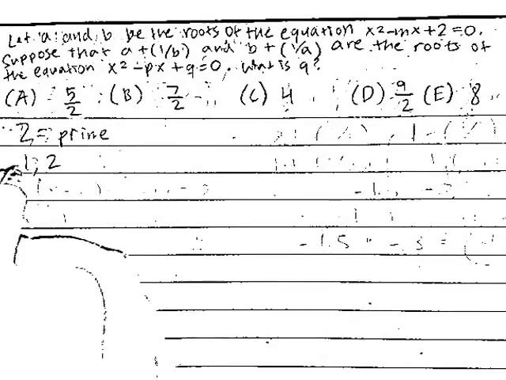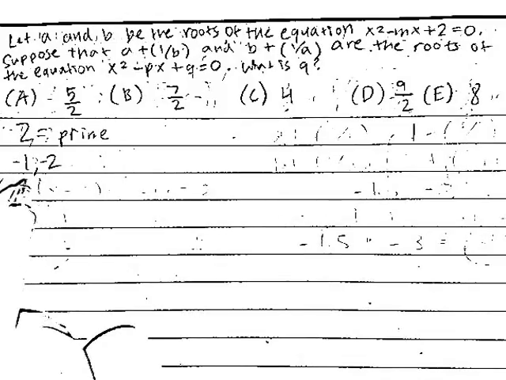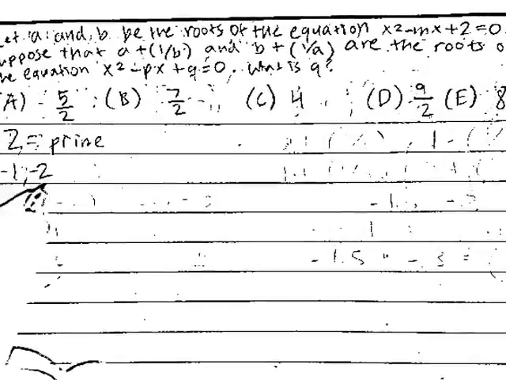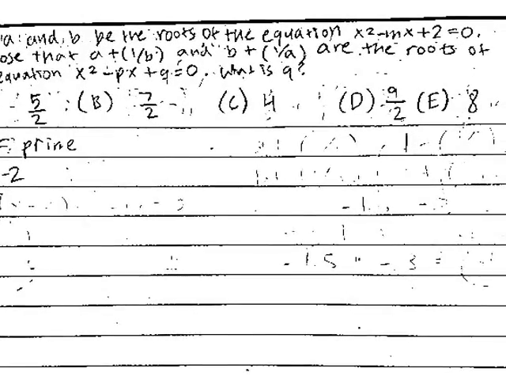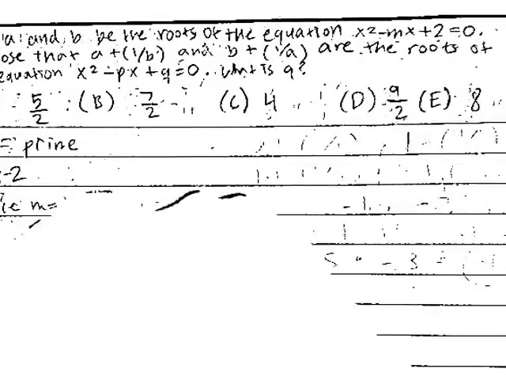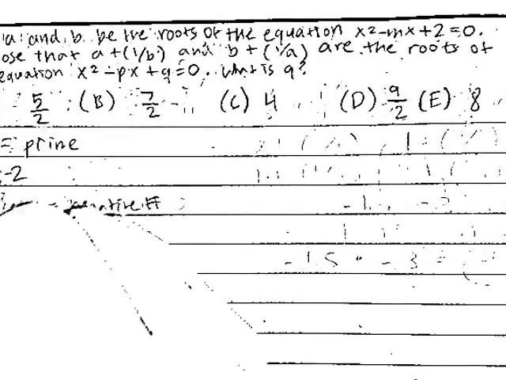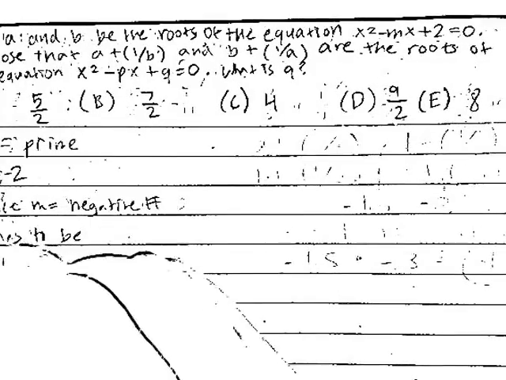So to change that, we have to add negative signs, because we know that negative plus negative equals a negative number. And so negative 1 times negative 2 equals positive 2, and negative 1 and negative 2 added to each other equals a negative number. So let me write that down. Since m equals a negative number, it has to be negative 1 and negative 2.